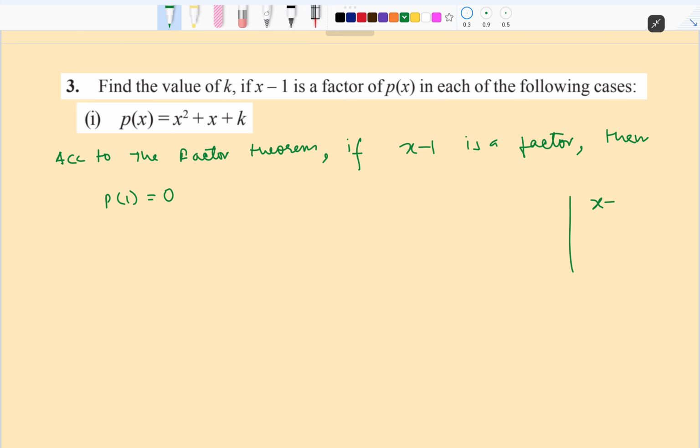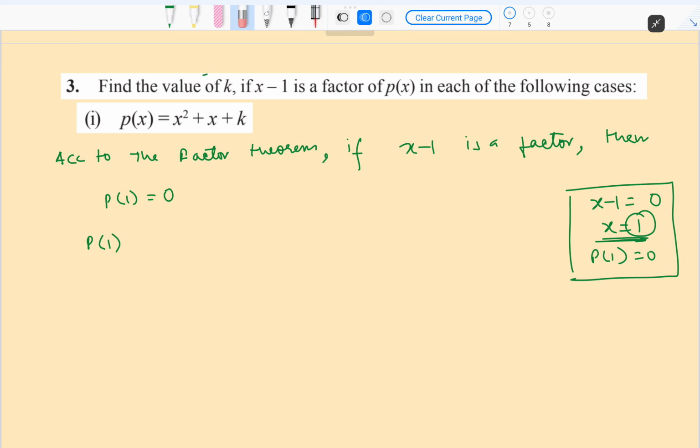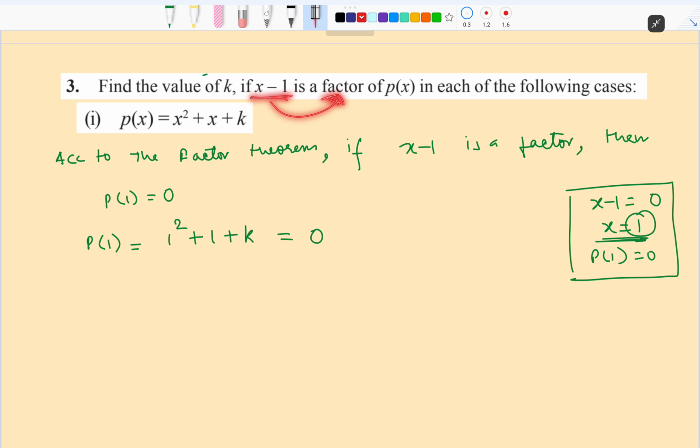How to find out? Equate x minus 1 to 0, the value of x will be 1, that means p of 1 should be equal to 0. That means if the value of x is 1, then 1 is the 0 of the polynomial. Correct? Now equate p of 1 to 0, and you will get the value of k. p of 1 will be equal to 1 square plus 1 plus k, and this has to be equal to 0. Why? Because 1 is the 0 of the polynomial. Why? Because the question says x minus 1 is the factor, and as per the factor theorem, if the factor is given, you can always find out the 0 applying the theorem.